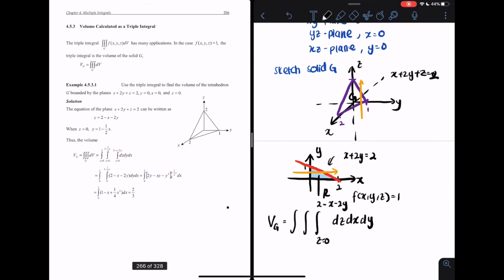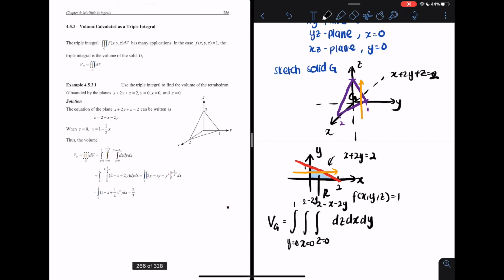So according to this arrow, it will touch the y-axis first, and the y-axis can be represented by x equal to 0, and then it will touch the red curve. The red straight line is represented by the equation x plus 2y equal to 2. So you have to make sure x is the subject of your equation, then you will get 2 minus 2y. And then for y, please look along the y-axis, y starting from 0 until 1.